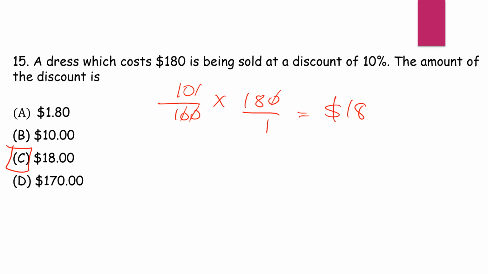Now, usually the trick to these type of questions is, once you're finding 10% and you have this number here, all you do is you take off the 0. So your answer is going to be 18. That's another way of doing a question like this.